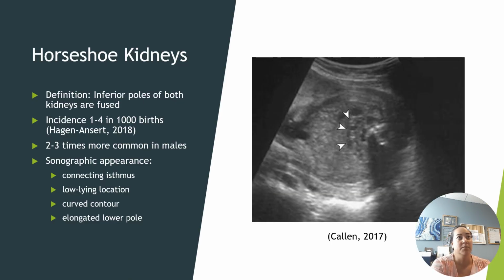All right, another malformation is a horseshoe kidney. This is where we can have a fusion of both kidneys at the typically inferior pole. So you would see that kidney bridging at the midline. This does occur in 1 to 4 births per 1,000 patients, and this is more common in males. On ultrasound, what we would see is that connecting isthmus or bridge between the right and left kidneys. Usually it's on the lower pole and can have a more curved appearance, or the lower pole is elongated, and if you follow it, it connects to the other side.